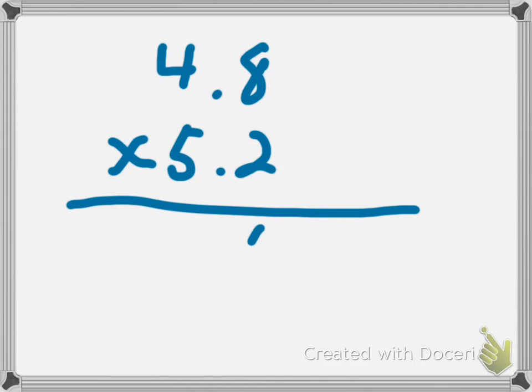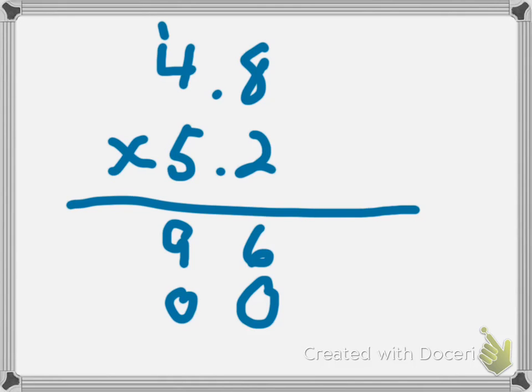So 8 times 2 equals 16, add 1, 2 times 4 equals 8, plus 1 equals 9. I'm going to put a 0 to hold the place value, because now I'm multiplying in the ones place with the 5, which is the next greatest place value. So 5 times 8 equals 40. So I'm going to regroup the 4, and then 5 times 4 equals 20, plus 4 equals 24.